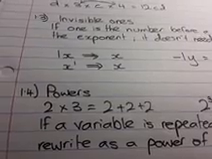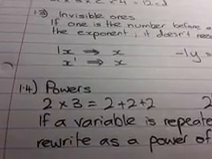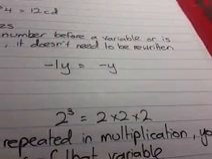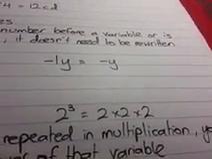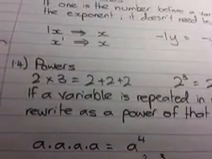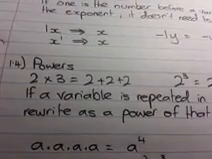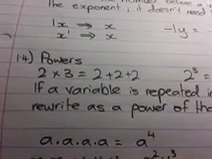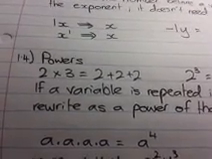Powers. Multiplication is shortened addition. 2 times 3 is 2 plus 2 plus 2. Exponents are shortened multiplication. 2 to the 3 is just 2 times 2 times 2. So when variables are repeated in multiplication, you just rewrite them as a power. A times a times a times a. 4 a's over there. All the multiplication can be rewritten as a to the 4. And yes, that dot over there is multiplication.